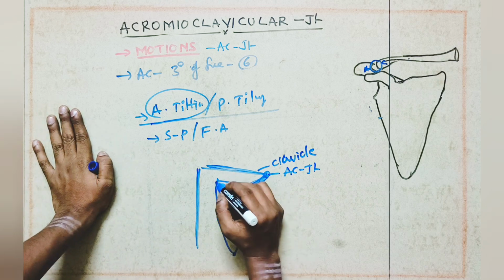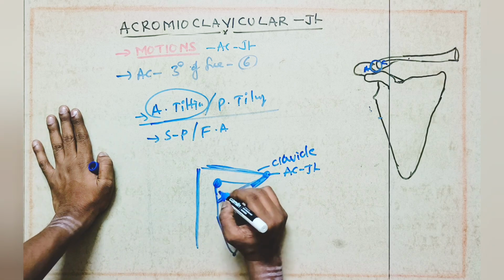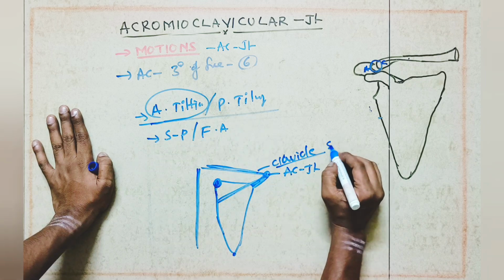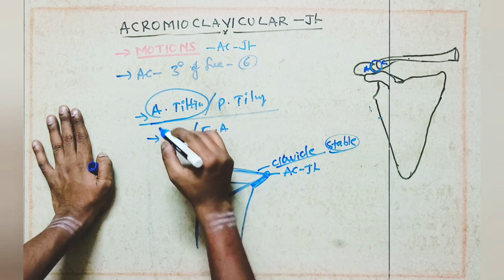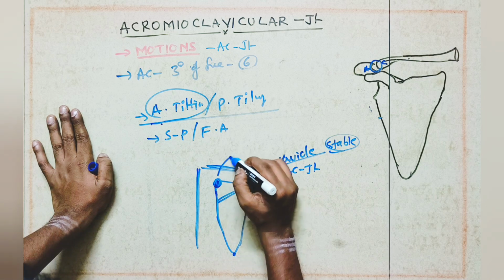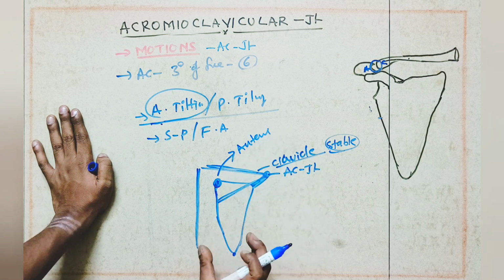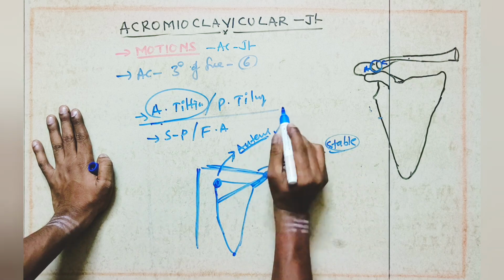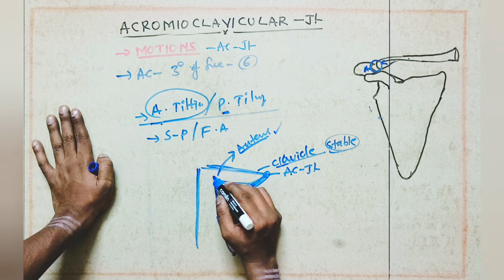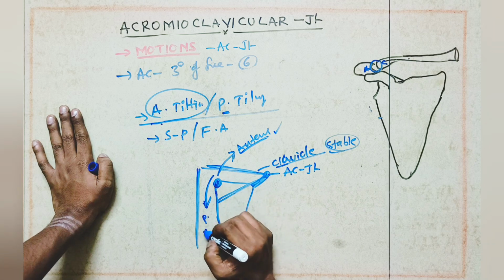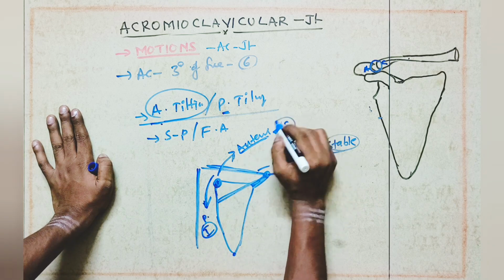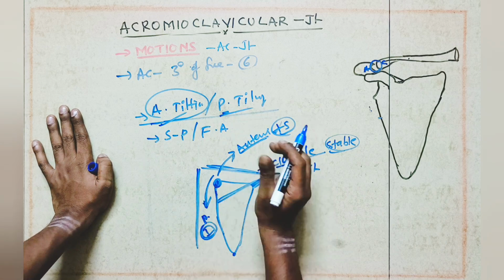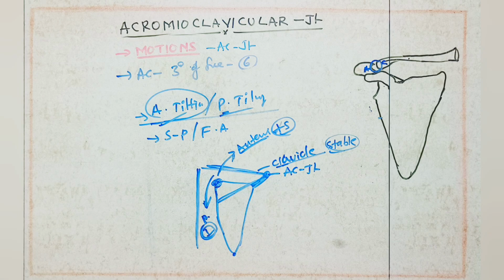When observing this, we have to focus on the superior angle of the scapula. In this tilting movement, the clavicle will be stable. When anterior tilt is happening, the superior angle moves upward and anterior, so the scapula moves anterior. This is anterior tilting. Posterior tilting means the superior angle will move downward, otherwise posterior and inferior. Anterior plus superior in anterior tilt, posterior plus inferior in posterior tilt. The point to focus on is the superior angle of the scapula.